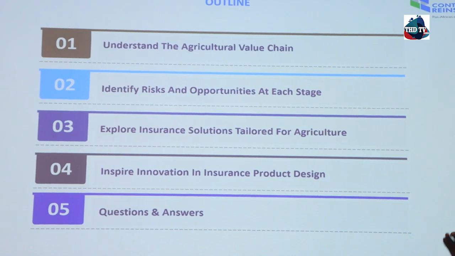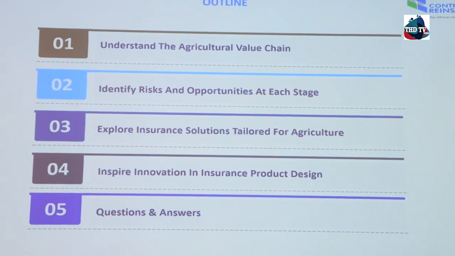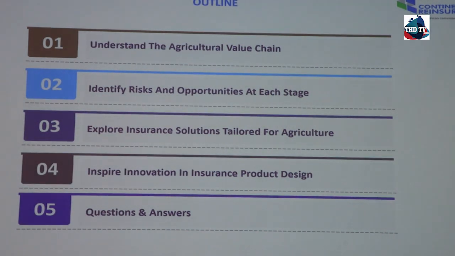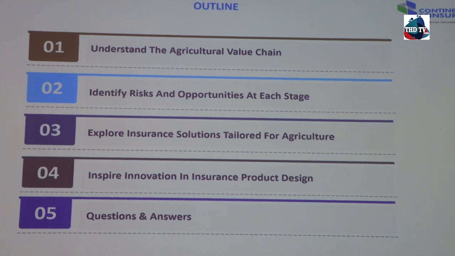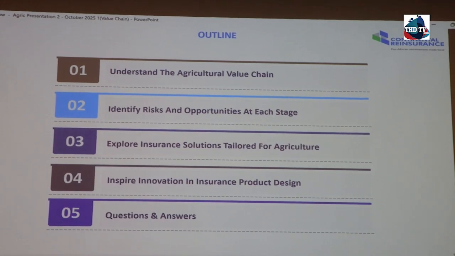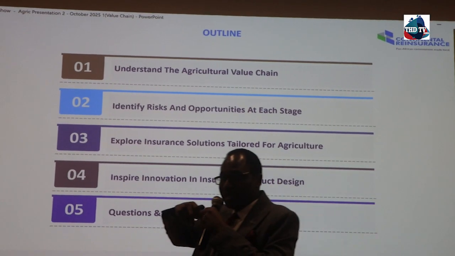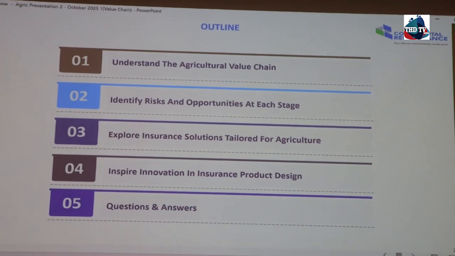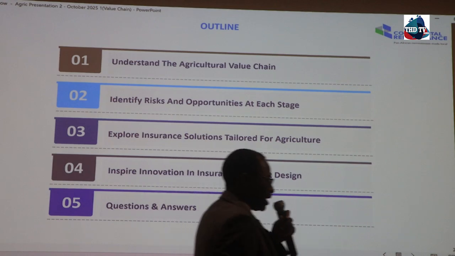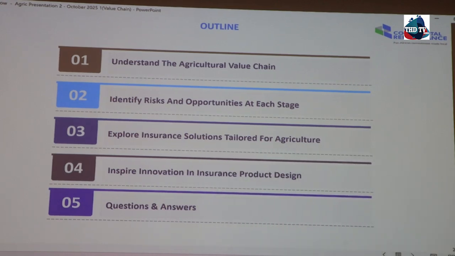Like I said, we're going to move at jet-like speed. First, we're going to understand what the agricultural value chain is. Then we will identify the risks and opportunities at each stage, because it's like a chain. You know the chain that you normally use to leash your domestic dog at home, right? It has connectors. There are different compartments, and then there's a connector that brings the compartments together, just like my finger. So you're going to look at all the compartments that form what a chain is.